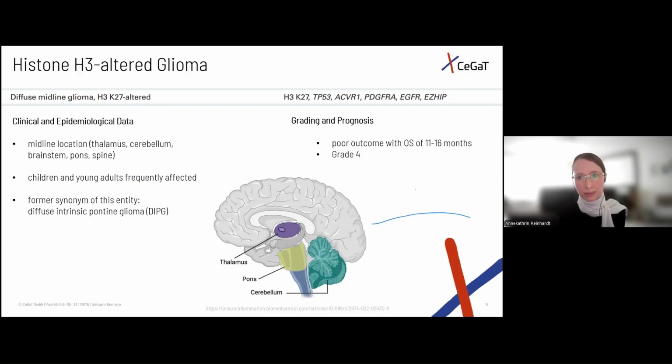Because of the limited resectability due to the location, these tumors have a very poor outcome with an overall survival of 11 to 16 months only, and are therefore graded as WHO grade 4.